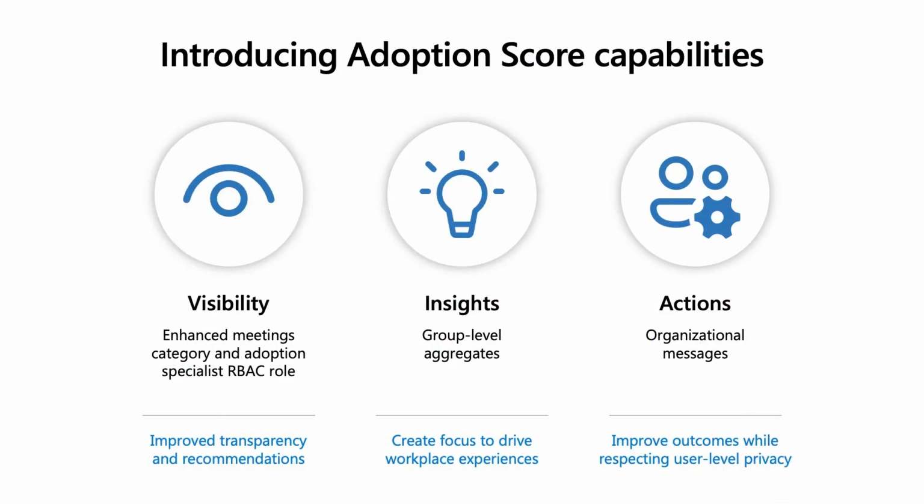Today, we're excited to announce new capabilities within Adoption Score, which we're gradually rolling out in public preview to tenants who have activated Adoption Score in the Microsoft 365 Admin Center. These capabilities strengthen each pillar across visibility, insights, and actions to better support IT admins and adoption specialists. To improve visibility, we are releasing an updated meetings page under People Experiences, which will provide transparency on which recommended practices affect your score, what recommended practices show the most significant growth, and also areas for improvement.